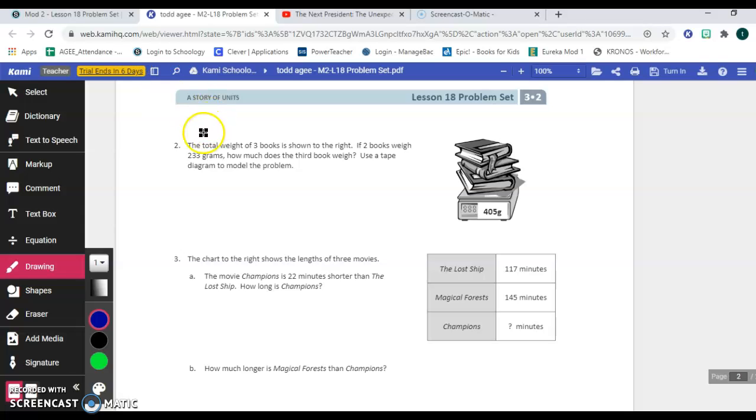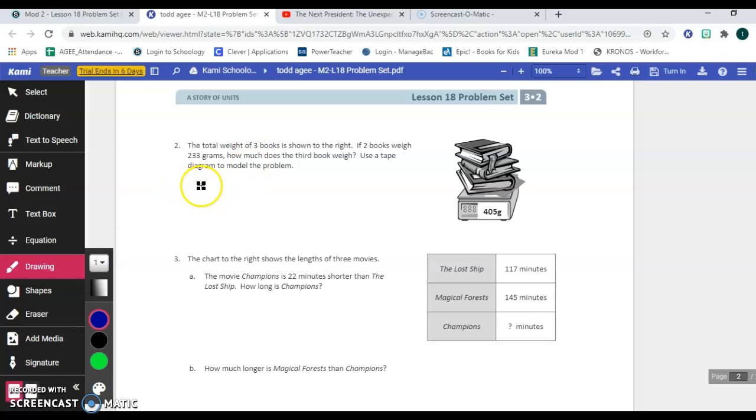Okay, so the total weight of 3 books is shown to the right. All right, so it gives the total weight of 3 books. See the 3 books, 1, 2, 3. The total weight is 405 grams. If 2 books weigh 233 grams, how much does the third book weigh? Okay, use a tape diagram to model the problem.